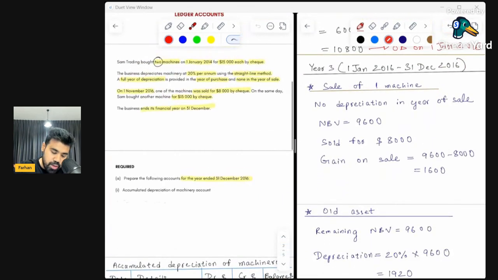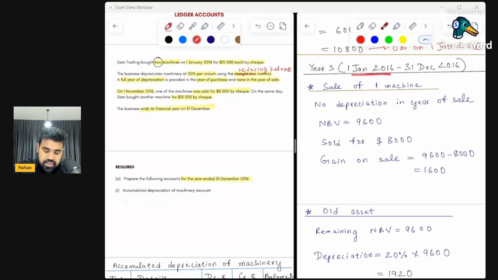All right, so just bear with me for a moment. Remember that we were using the reducing balance method because I made some changes in the question before which this didn't have. Okay, now the third year of usage would be from 1 Jan 2016 until the end of 31st of December 2016.